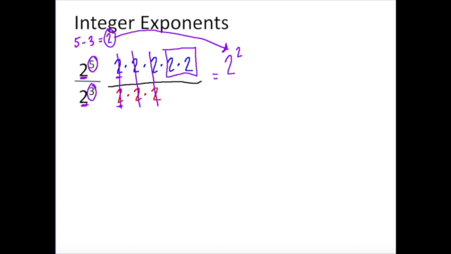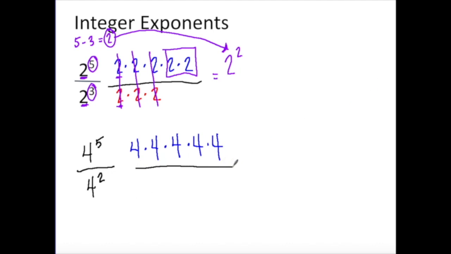So let's think about another one. Maybe let's do 4 to the 5th power over 4 squared. So if we expand this out, 4 to the 5th power is 4 times 4 times 4, 5 times. And then 4 squared is 4 times 4.